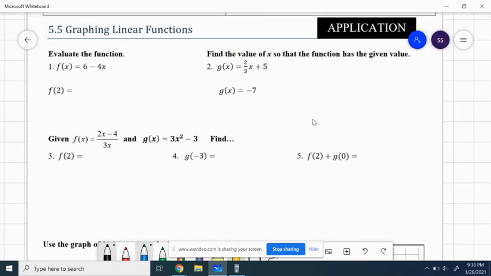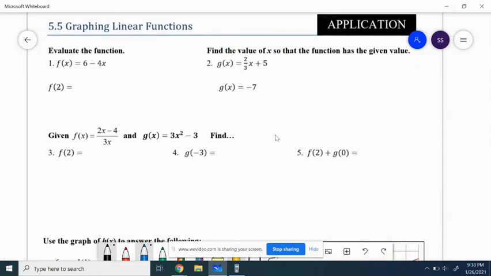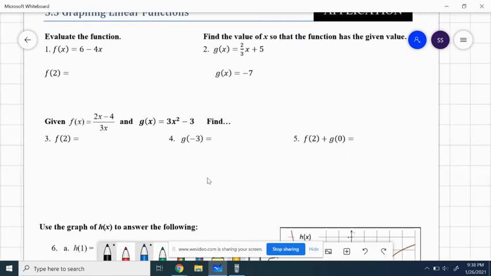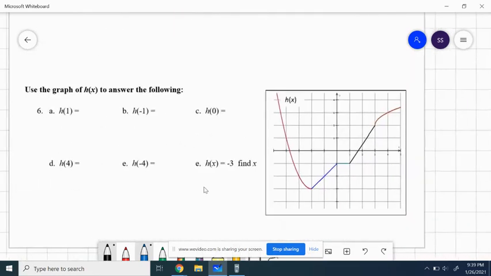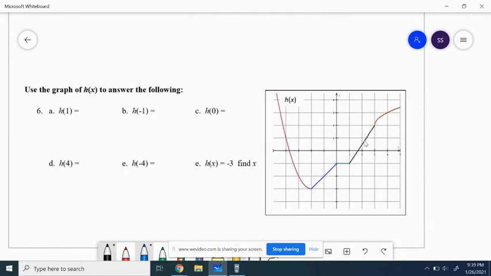All right. Then there's a little bit of an application, just slightly more difficult problems, but not really. It's really just substituting in for x and then using your calculator. And then number 6, just a little bit more practice of what we were just doing with problem 12.